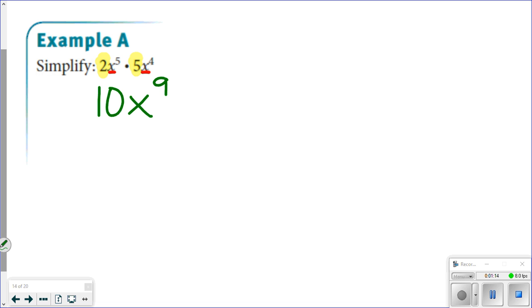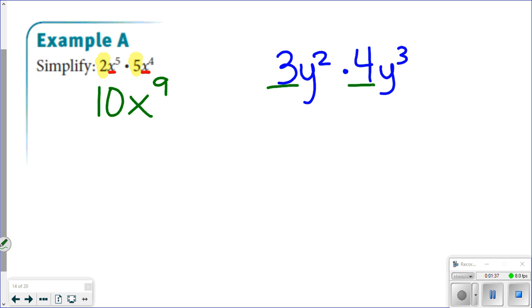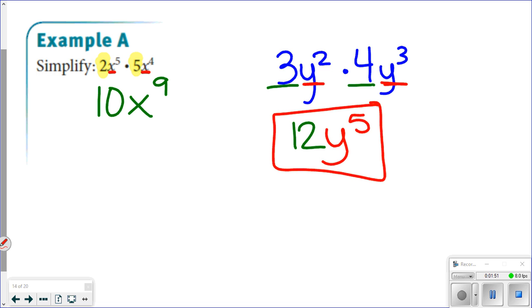So somewhere in the My Notes section of your book on page 289, I want you to try this. 3y squared times 4y cubed. See if you can come up with an answer. 3 times 4 is 12. And then we look at the next base, which is y. So keep the y, and we add 2 plus 3, which is 5. And this will be my final answer. 12y to the 5th power.